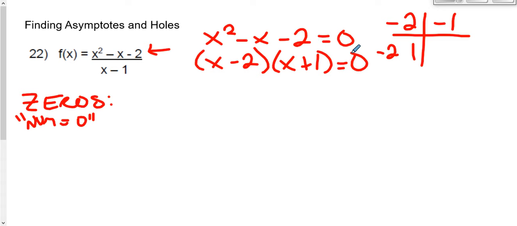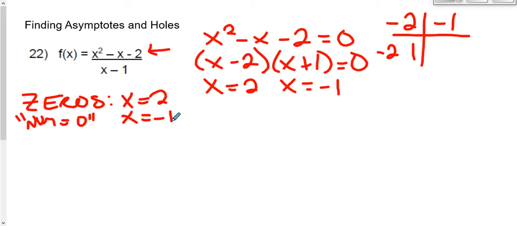Now I'm ready to go ahead and solve for my zeros by setting each of these factors equal to 0 one at a time. If x minus 2 equals 0, x will be positive 2. If x plus 1 is 0, x will be negative 1. These are the two x values where my function will touch the x-axis. So x equals 2 and x equals negative 1. Up next, I'm going to find my vertical asymptote.